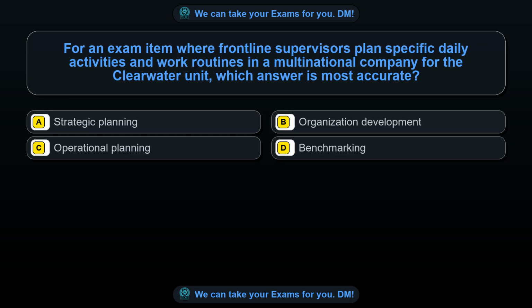Question 96. For an exam item where frontline supervisors plan specific daily activities and work routines in a multinational company for the Clearwater unit, which answer is most accurate? Option A, strategic planning. Option B, organization development. Option C, operational planning. Option D, benchmarking. The correct answer is option C, operational planning.